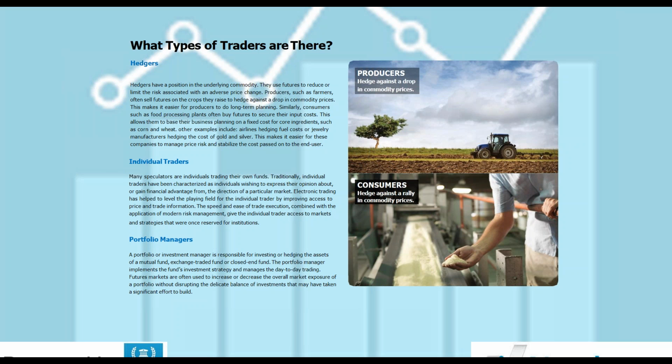Traditionally, individual traders have been characterized as individuals wishing to express their opinion about or gain financial advantage from the direction of a particular market. Electronic trading has helped to level the field for individual traders by improving access to price and trade and speed.